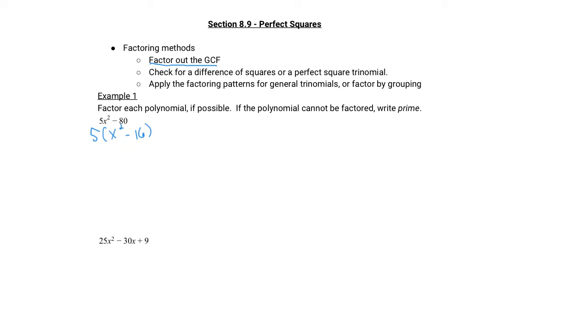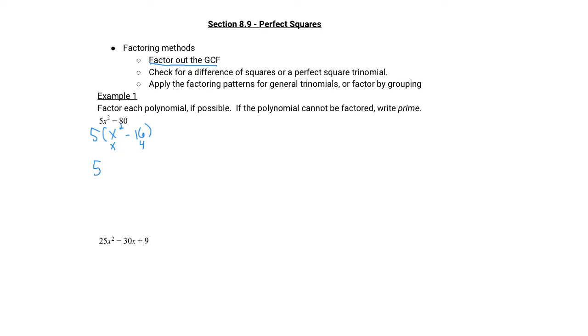Now I see something already. Yesterday we did the difference of squares. So x squared is a perfect square, and negative 16 is a perfect square. There's a minus in the middle. That's everything I need. So the square root of x squared is x. The square root of 16 is 4.